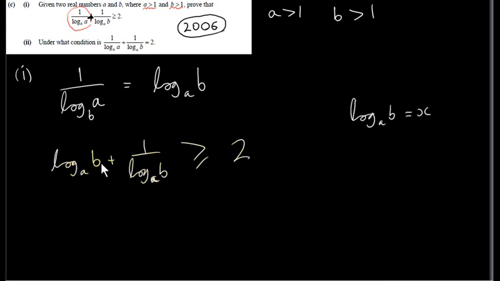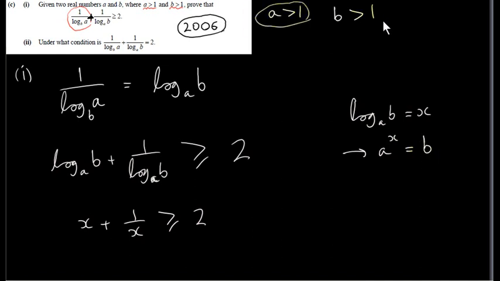Now, just to make the algebra easier to write down, I'm going to let x equal log to the base a of b. So we'll have x plus 1 over x greater than or equal to 2. This is what we have to prove. If log to the base a of b equals x, it means that a to the power of x equals b. Now we're given that a is greater than 1 and b is greater than 1. So if both a and b are greater than 1, that actually means that x must be greater than 0.